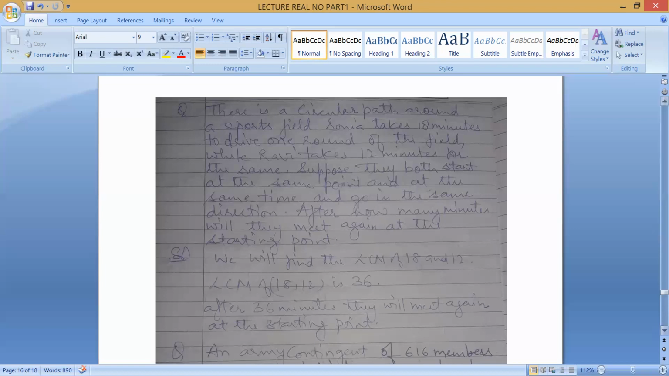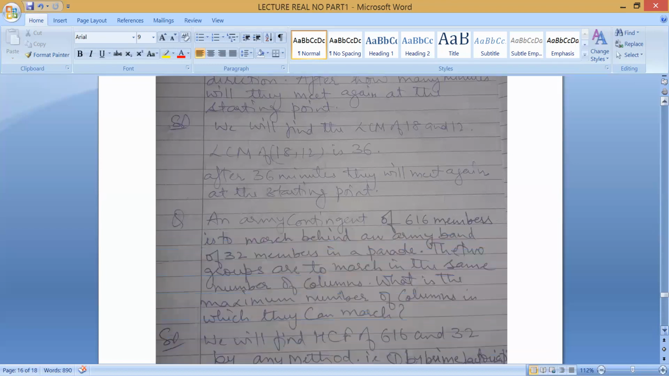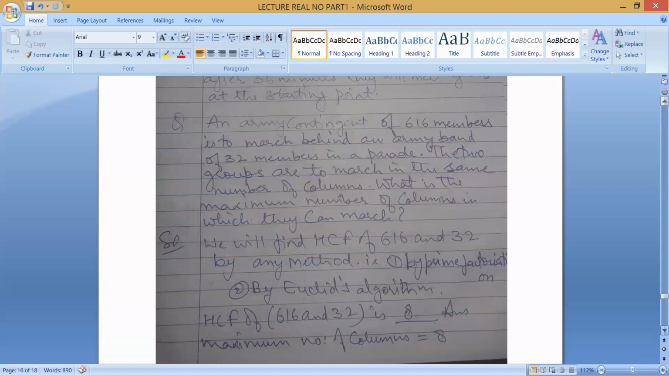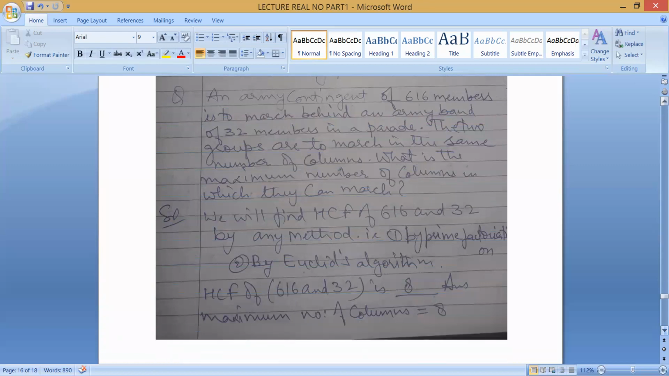So this is one question. The second question is also there. This is the first question of the exercise. An army contingent of 616 members is to march behind an army band of 32 members in a parade. The two groups are to march in the same number of columns. What is the maximum number of columns in which they can march?